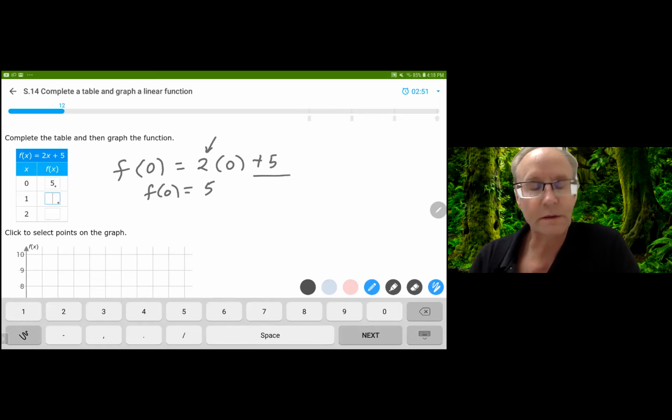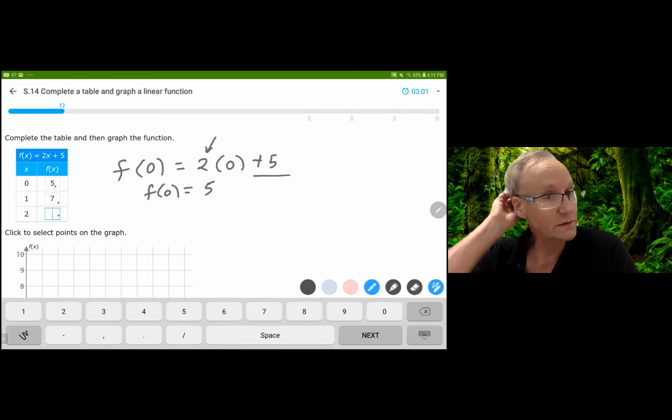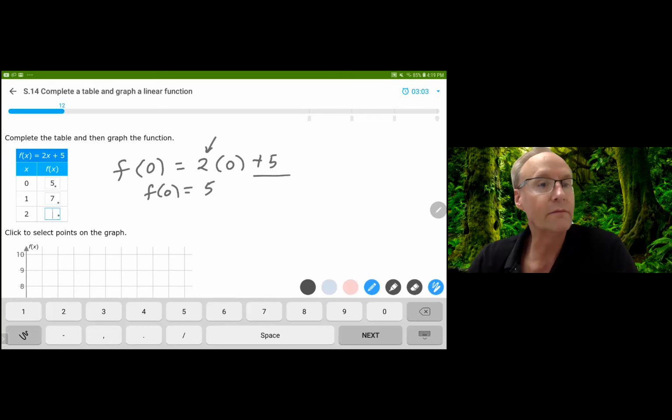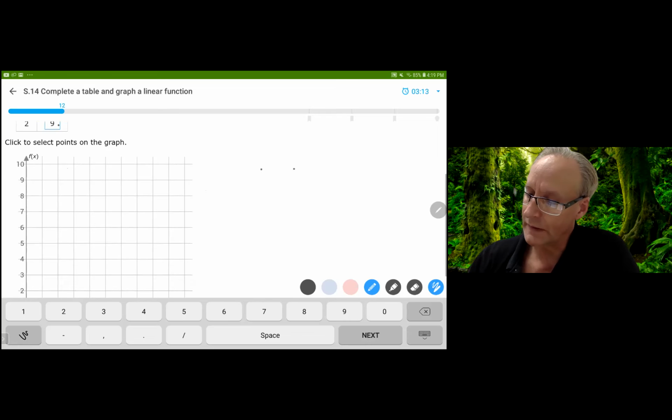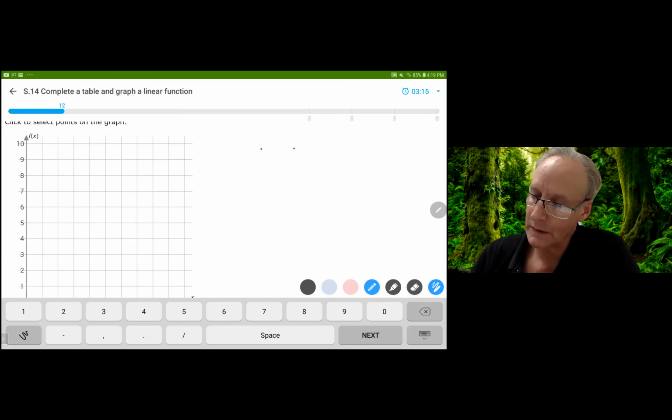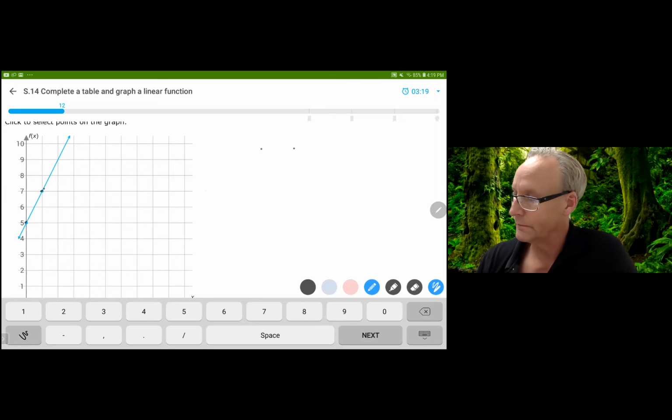The next one is going to be 2 more than that, because I'm going to be multiplying 2 times 1 plus 5, which is 7. And then I'm going to multiply 2 times 2, which is 4, plus 5, which is 9. Notice that my y values went up 2 every time the x values went up 1. So we're at 0, 5 to start. And we have a slope of 2. There it is.